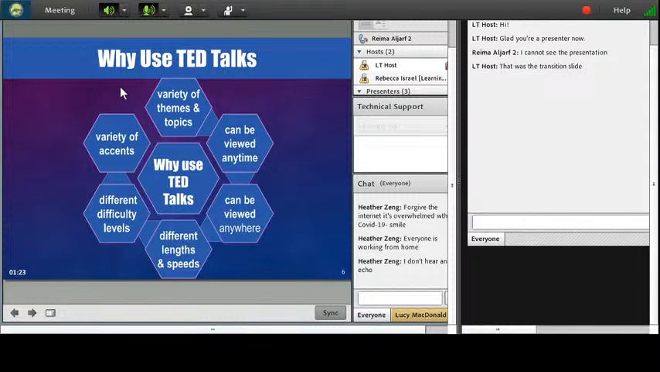There are several reasons for using TED Talks in instruction, especially in foreign language instruction and in translation. TED Talks have a variety of themes and topics, and also the speakers have a variety of accents, so the students have a chance to listen to different accents, American accent, British accent, Australian, and so on. The themes have different difficulty levels. Some are easy, some are difficult, and also different lengths and speeds. Some are very long, some are short, maybe 3-4 minutes. They can be viewed anytime and anywhere, and the students can view them as many times as they wish.